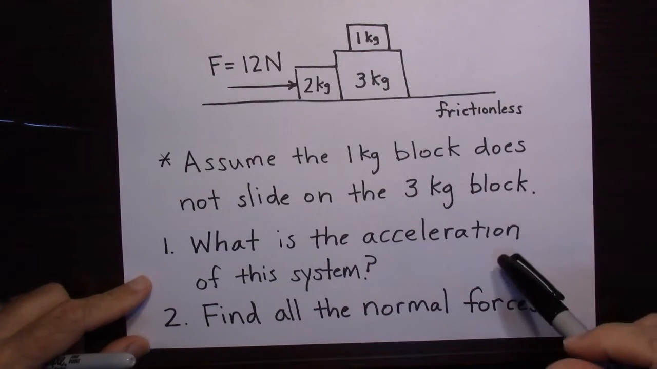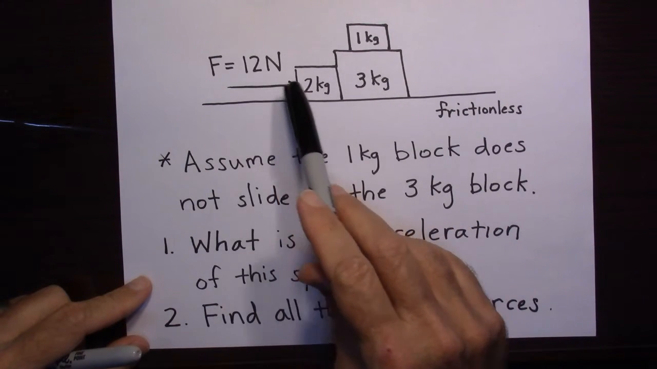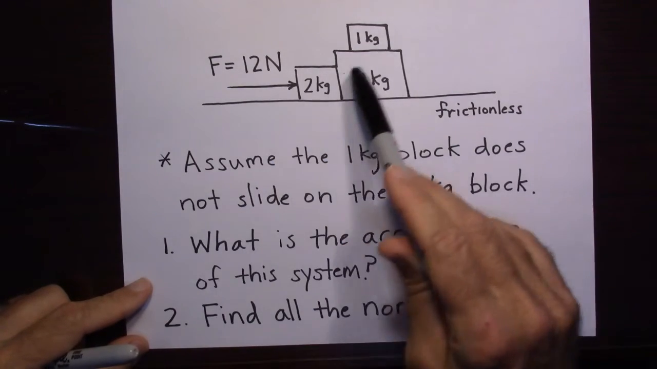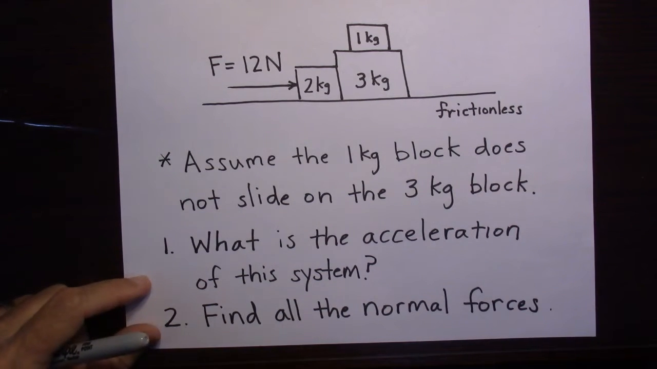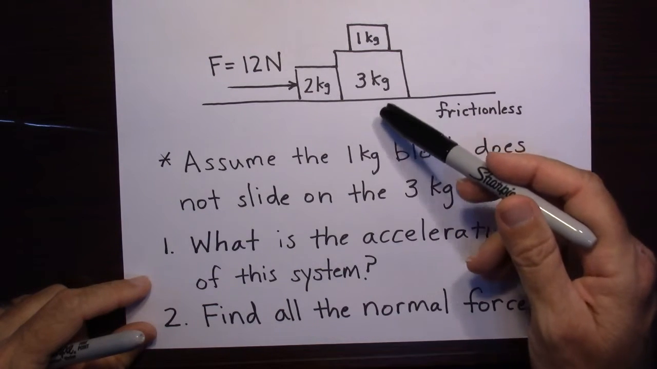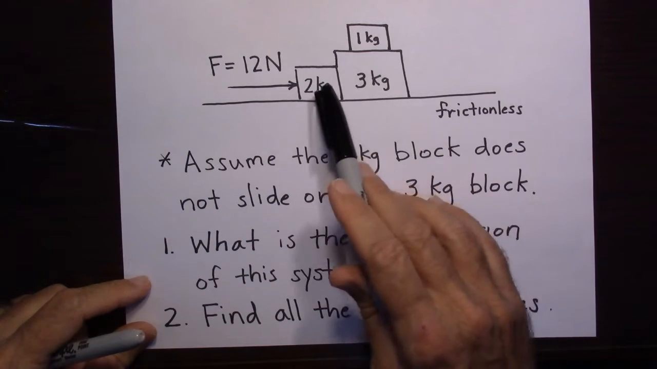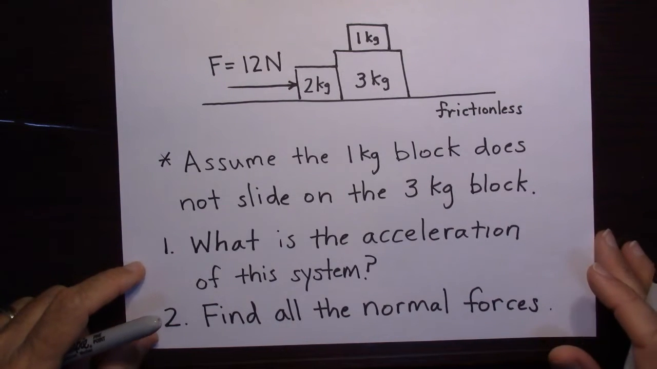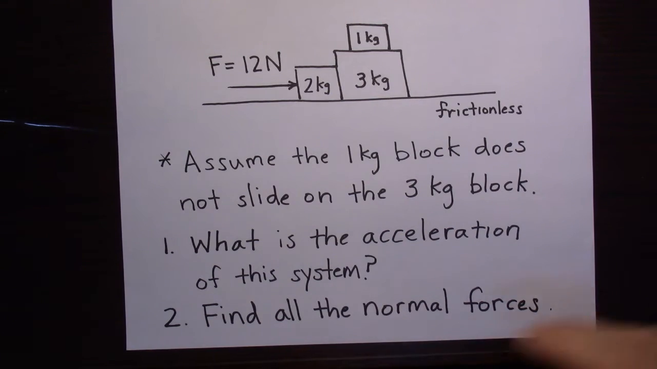The questions might be: what is the acceleration of this system if we put 12 newtons on it? This is a frictionless, horizontal table. What will be its acceleration? And then find all the normal forces. There's a lot of normal forces. There's a normal force between the 2 kilogram block and the table, and the 3 kilogram block and the table. There's a normal force between the 2 and the 3 kilogram blocks, and between the 1 and the 3 kilogram block. So they want us to find the acceleration of the system and then all the normal forces.